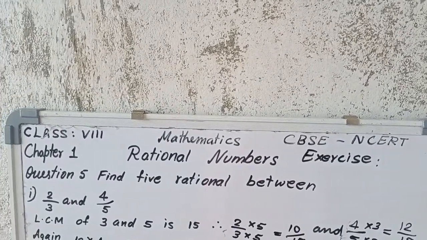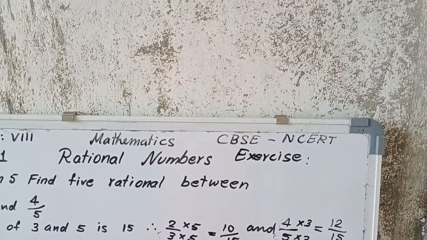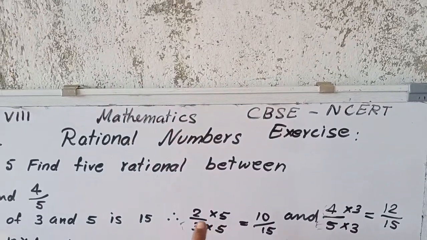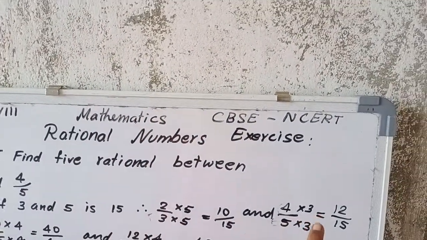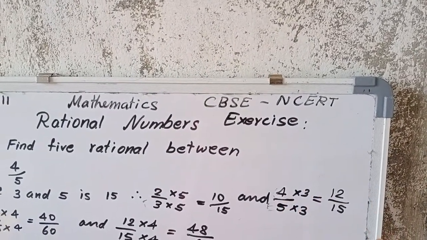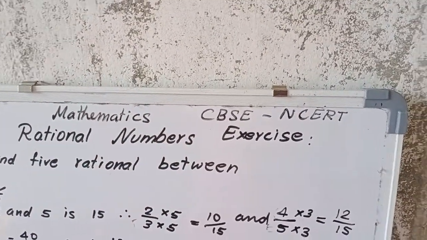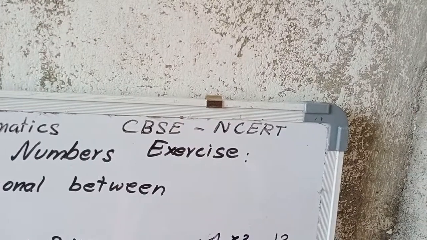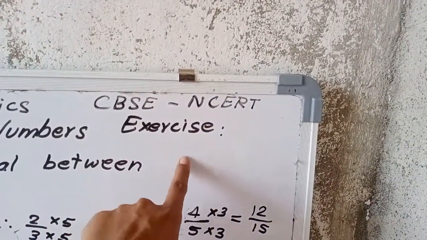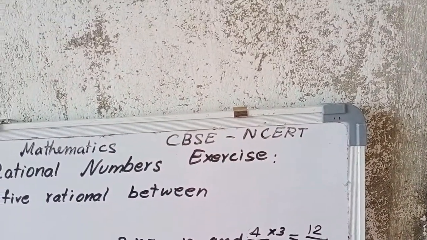The LCM of 3 and 5 is 15. So let us make the denominator 15 by multiplying. For the first one, 5 2s are 10, 5 3s are 15. For the second rational number, 3 4s are 12; if I multiply by 3, I will get the denominator 15. Now you can observe 10 and 12. They have asked you for 5 rational numbers. Here only 11 by 15 you will get between them.